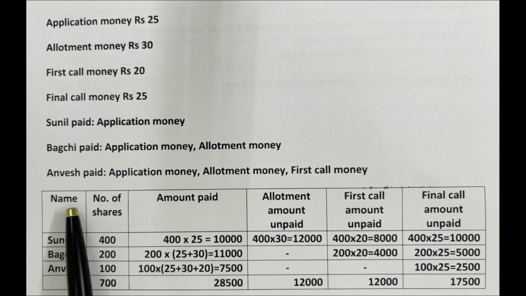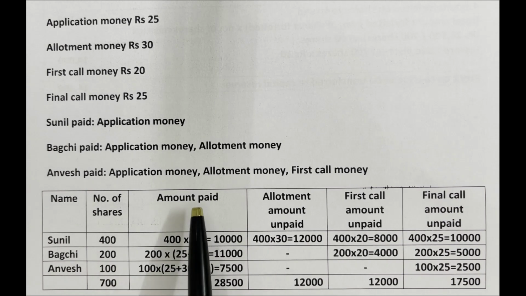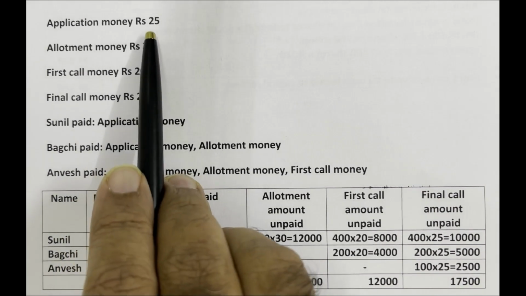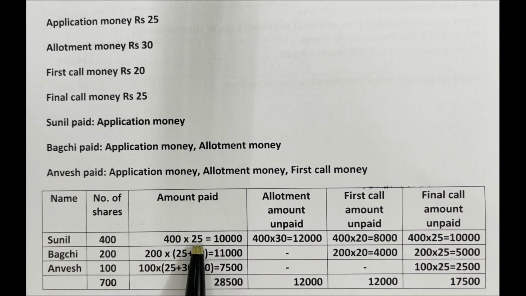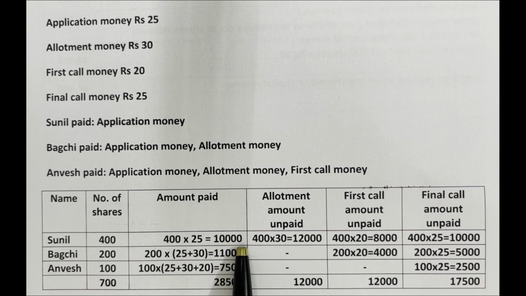So 3 members didn't pay the final call money, 25 rupees. Now first column is name, 3 shareholders' names. Second column, number of shares held by them. Sunil purchased 400 shares, Bakshi 200, Anvesh 100, total 700. Third column, amount paid by them. Sunil paid application money only, no? 400 into, on one share application amount 25 rupees, 10,000 he paid.